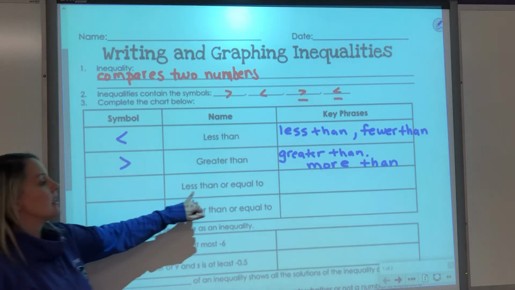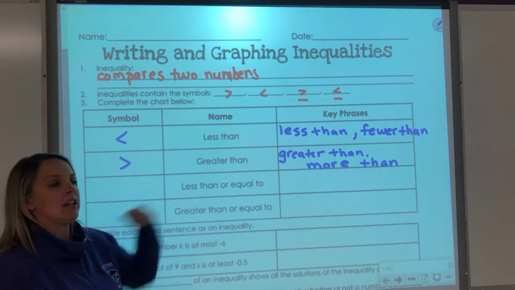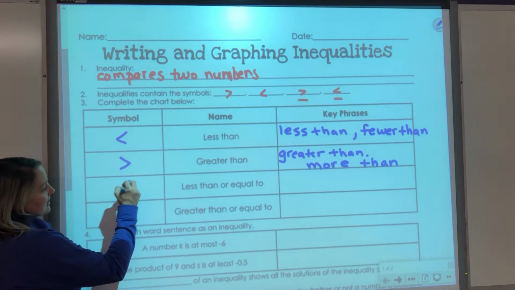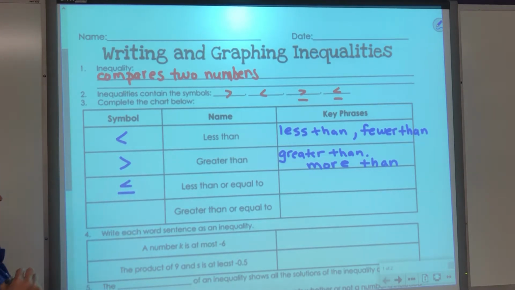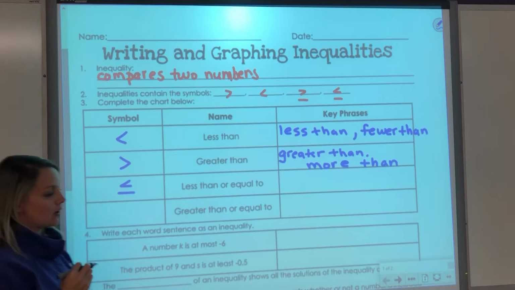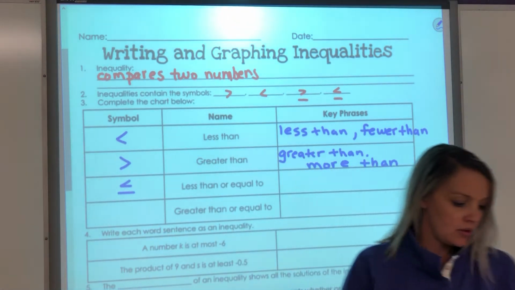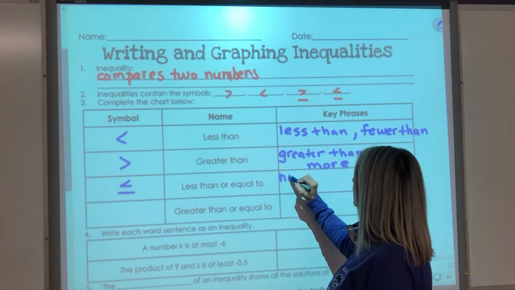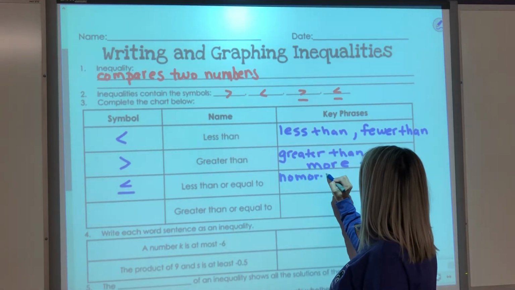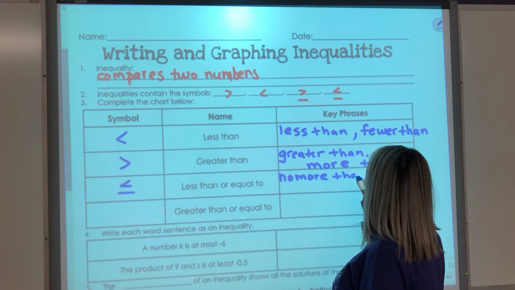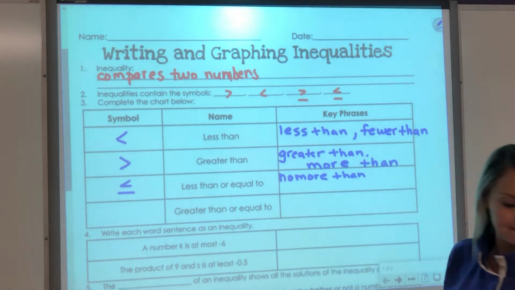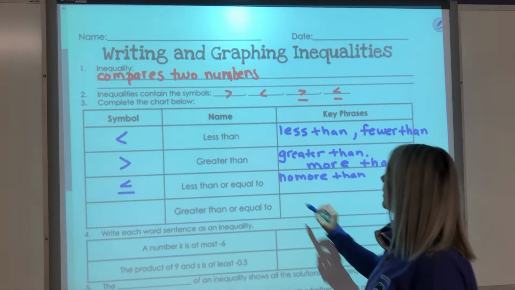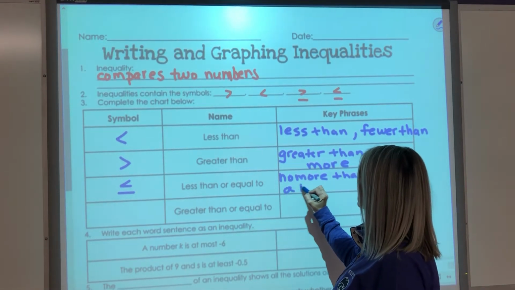Our next symbol is a hybrid of an inequality and an equal sign, less than or equal to. So less than or equal to. You might see no more than. You might also see at most.